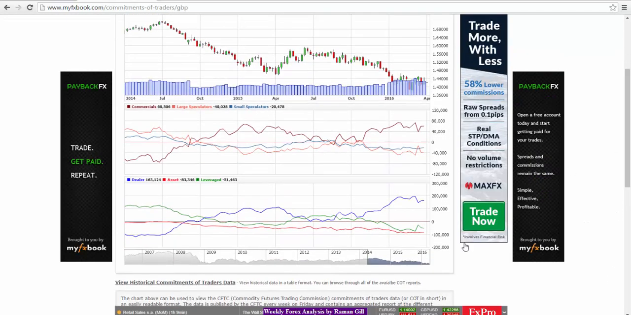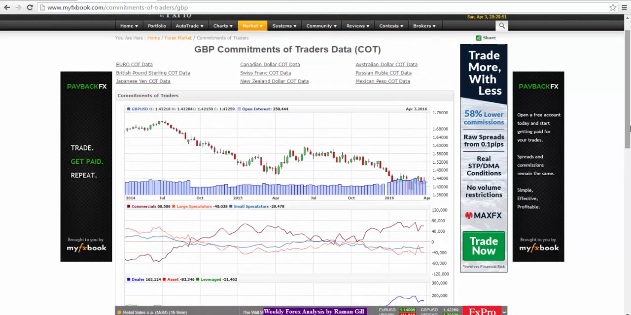For the British pound here, we have seen an increase in the short positions. So we've gone from 47,000 short positions to 51,000 short positions. So this here is bearish for the British pound.